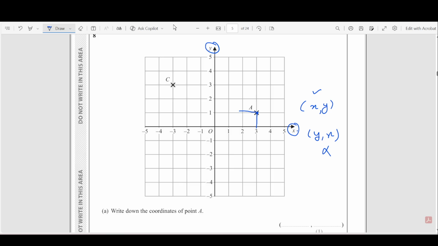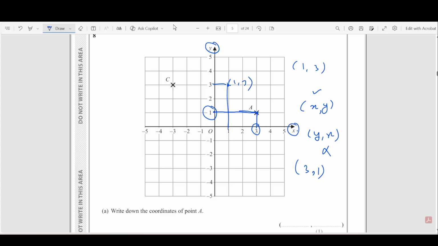So first we just draw a line like this. Okay, always draw a line from point like this. Then check where it is meeting on x-axis, that's 3. So first we write 3. And then check on y-axis, this is 1. So 3 comma 1 is the answer. If we write 1 comma 3, that's wrong. Why? Because 1 comma 3 means 1 and 3. This point is 1 comma 3, 1 and 3. Okay.